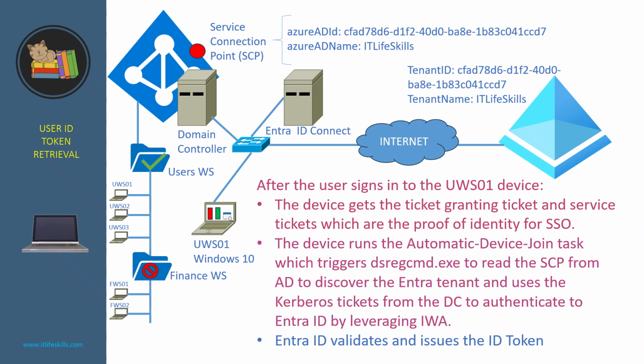The device then runs the Automatic Device Join task, which triggers dsregcmd.exe to read the service connection point from Active Directory to discover the Entra ID tenant, and uses the Kerberos tickets from the domain controller to authenticate to Entra ID by leveraging integrated Windows authentication. The Entra ID validates and issues the ID token to the device.